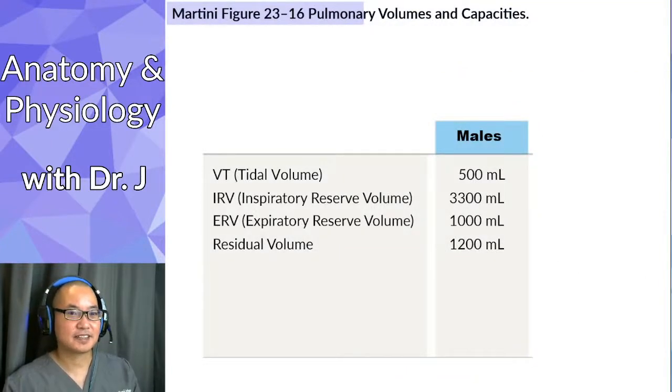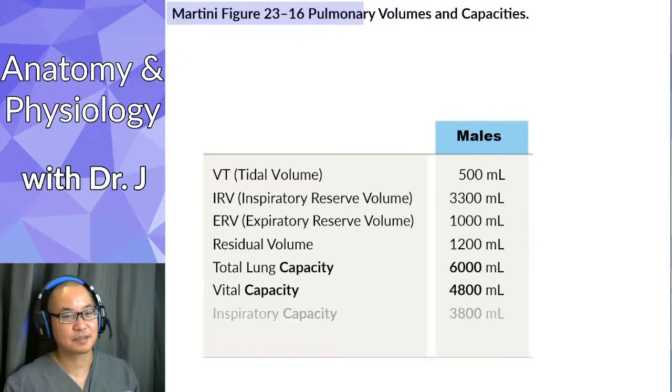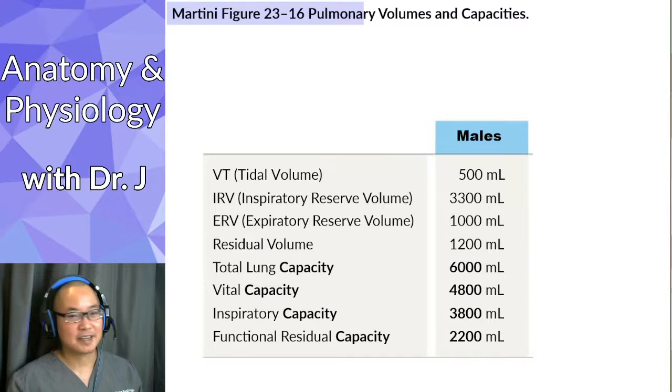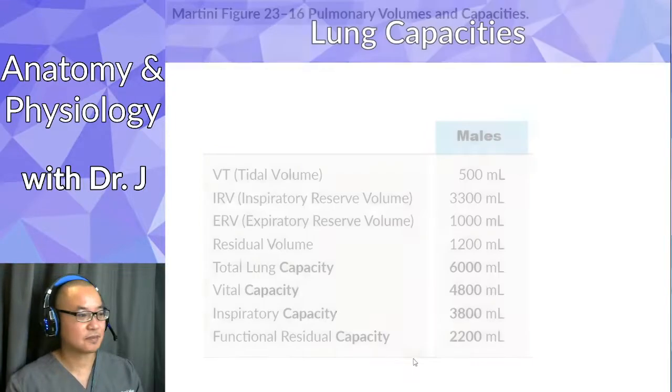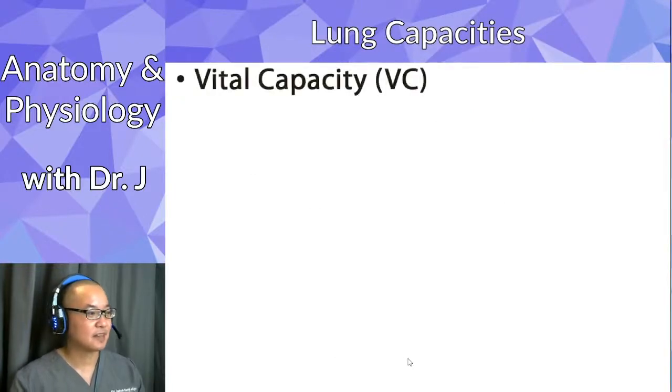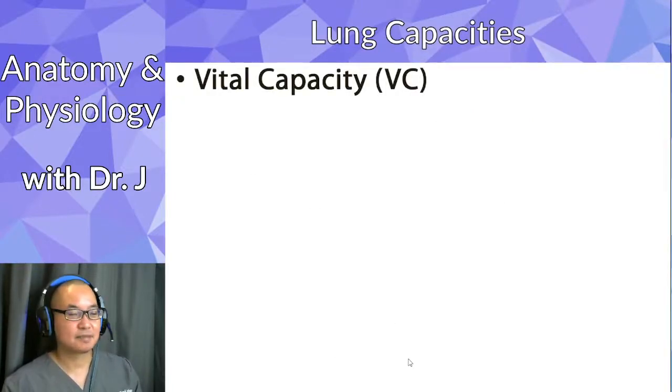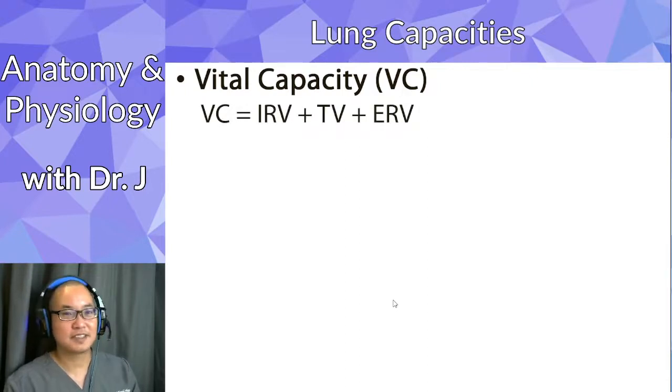Now let's talk about capacities. There are four major lung capacities: our total lung capacity, our vital capacity, our inspiratory capacity, and our functional residual capacity. Now, for these capacities, I don't expect you to memorize the average values, but I want you to know how to calculate them given lung volumes and a spirogram. Vital capacity is pretty easy to calculate. What you do is take your tidal volume and add the inspiratory reserve volume and expiratory reserve volume.